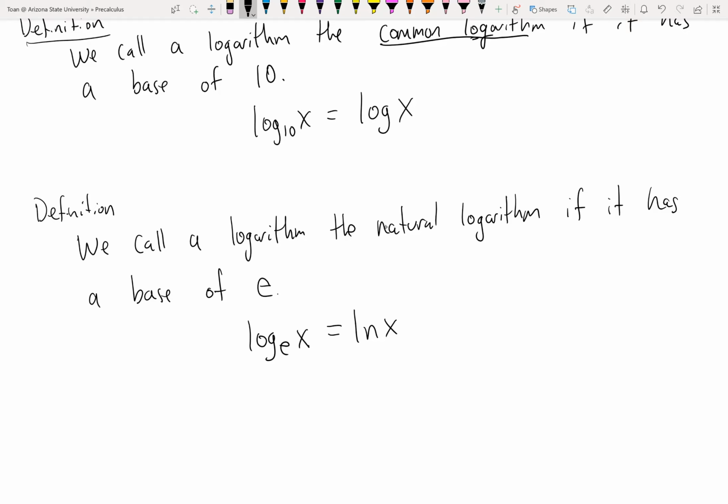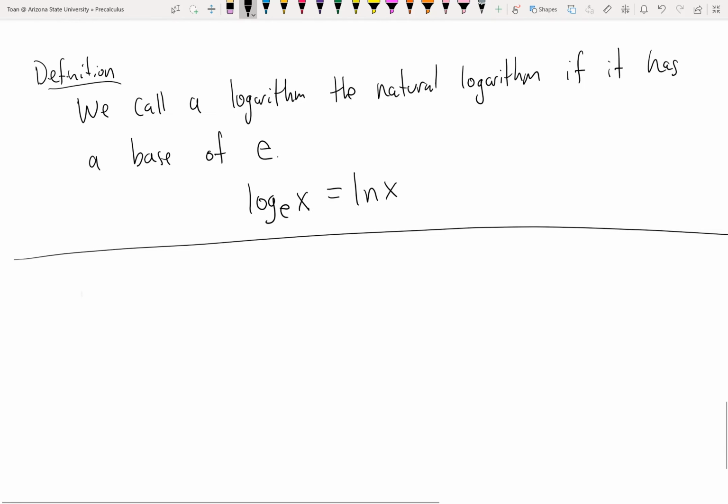Now, I guess if you twisted my arm and asked me, hey, Mr. Vo, is it wrong if we write log base 10? Is it wrong if we write log base e? Technically, no, it is not wrong, but I promise you every single math professor you will encounter will use the common log x or the ln of x. So please get used to those notations there.